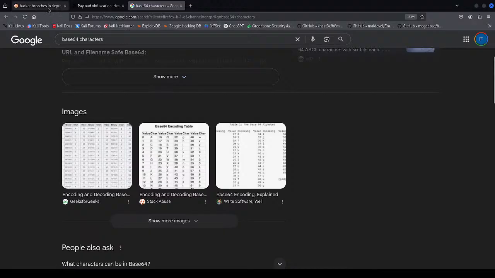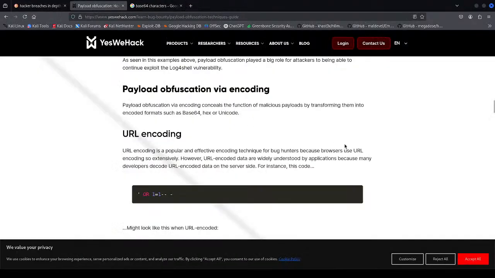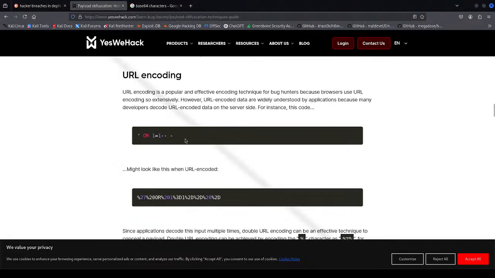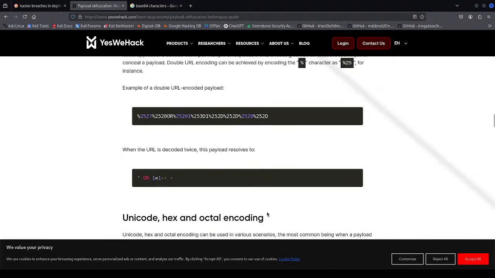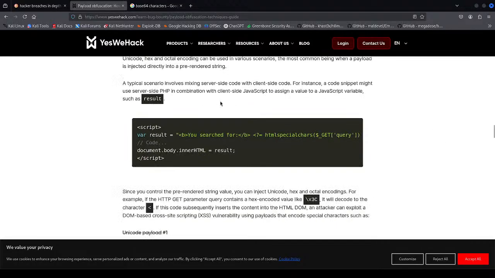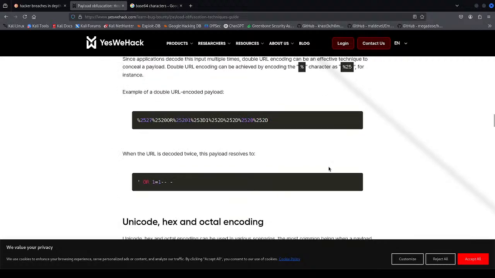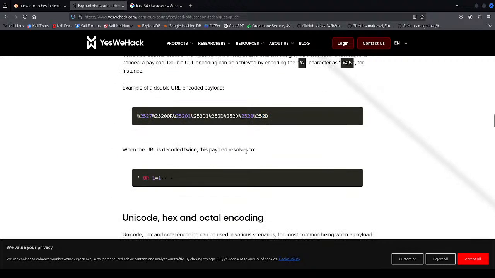Payload obfuscation via encoding. So this can be represented like this as well. Right, so we already went through that a million times. Example of a double URL encoded payload. It looks like it's doing it twice. 2D, and then it's repeating it again. So when the URL is decoded twice, the payload resolves to this.